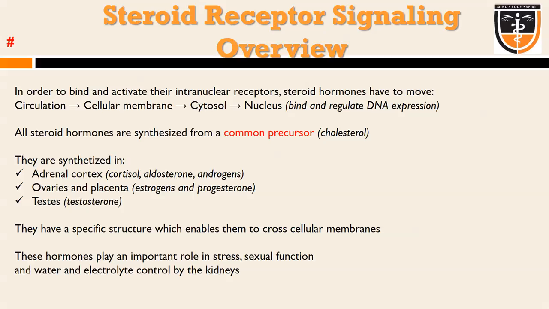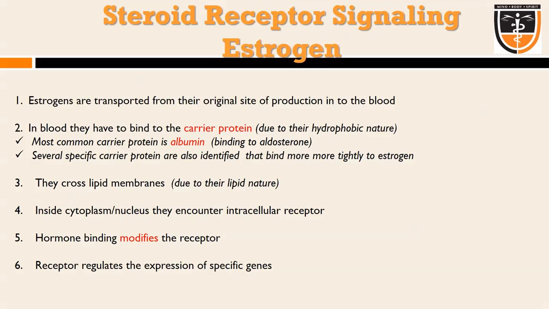They have a specific structure which enables them to cross the membrane. Why? Because they're fat, so they easily go across the membrane. And these hormones play a very important role. Cortisol in stress. Sexual function is testosterone, estrogen, eventually progesterone. Also, aldosterone will regulate the activity of kidneys, how much fluid you produce or secrete by the kidneys.